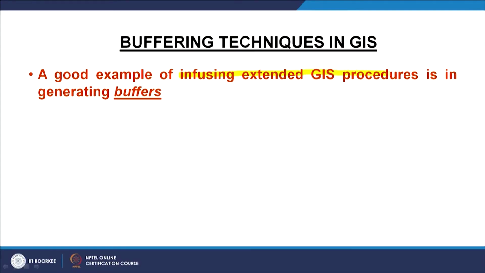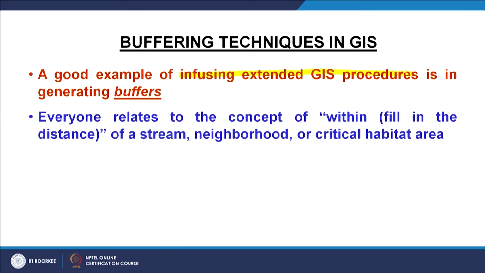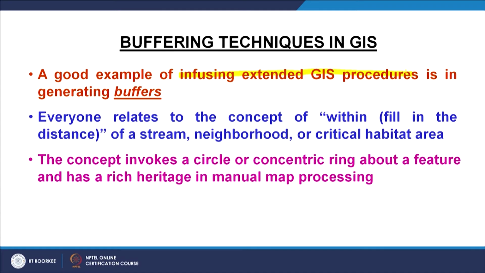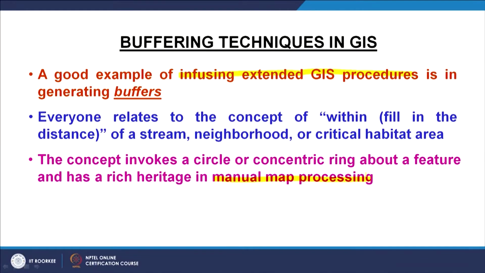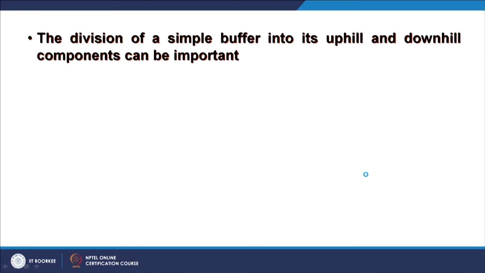So, for that I can infuse some other GIS procedures to create more realistic buffers, by using such impedance. Anything which relates to the concept of within a distance of a stream, neighborhood or critical habitat area, we can do this buffering. As you have seen, this concept involves a circle or concentric ring about a feature, and that has a rich heritage in manual map processing. In that way we can create buffers.